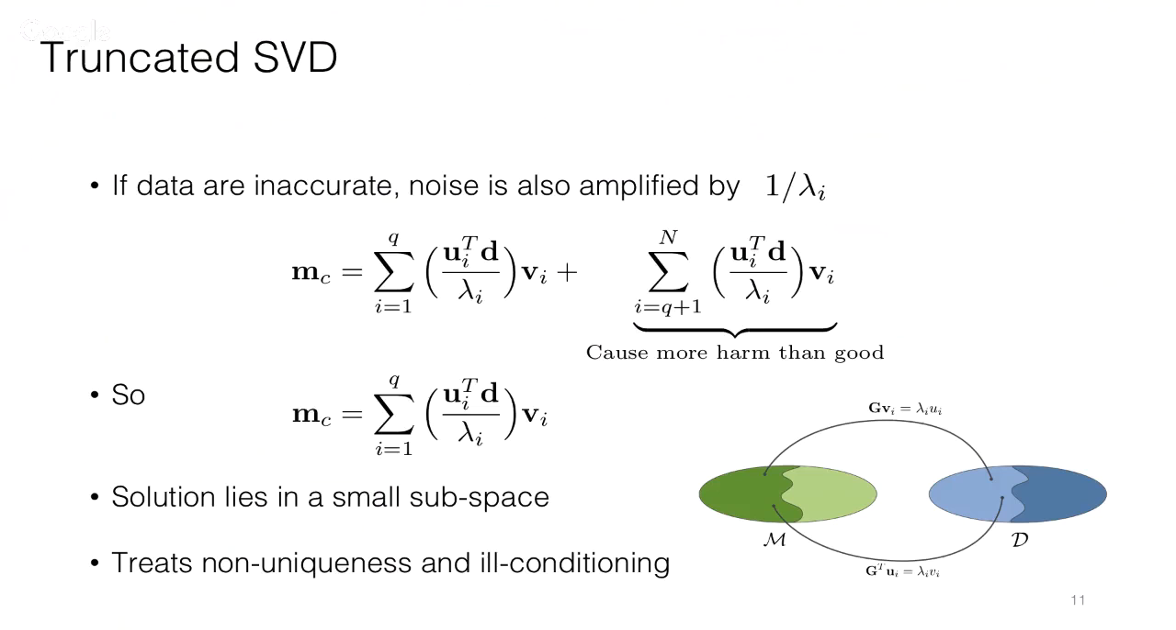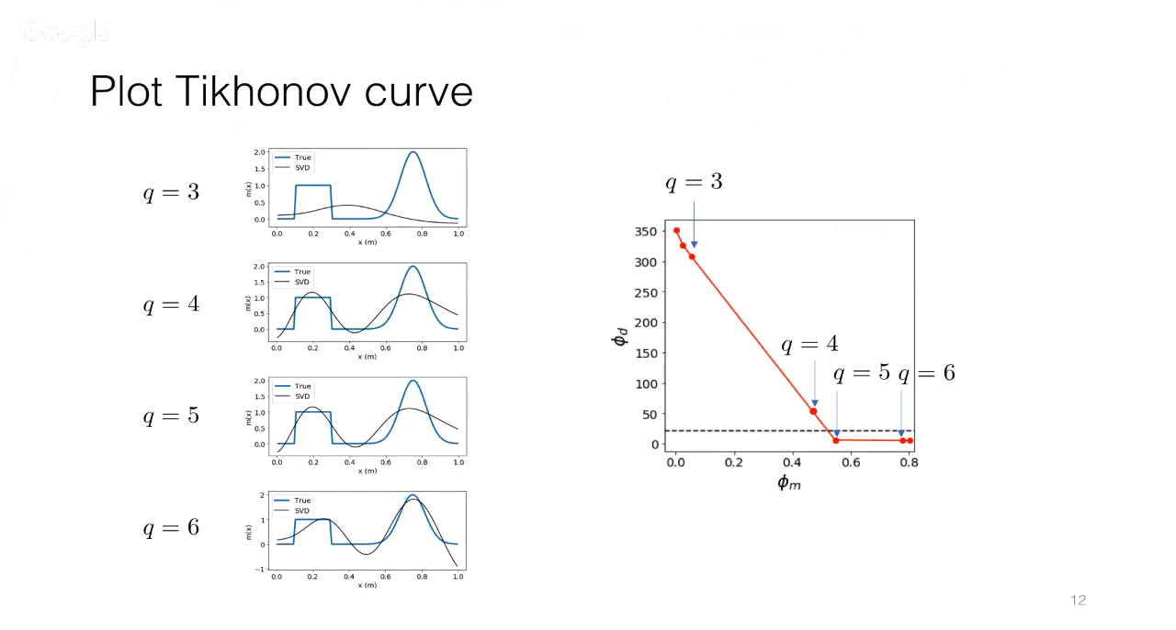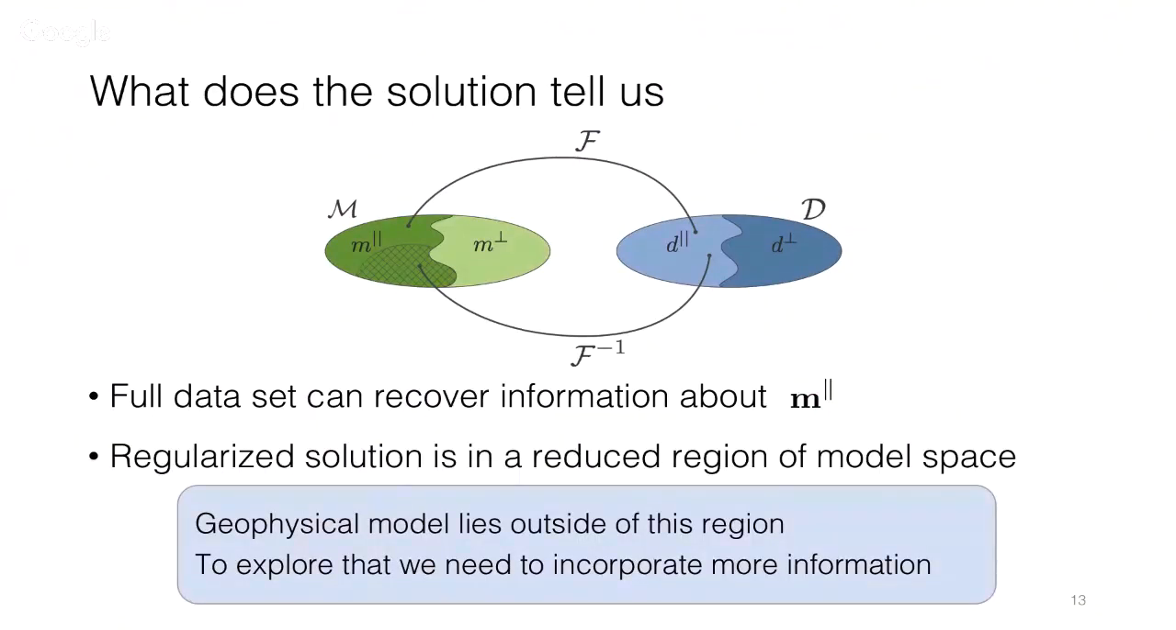And actually by truncating like this, it's the same as treating both the nucleus and the conditioning in one go. And then we show that as you truncate, you're sliding down that Tikhonov curve. By the time you get to 5 or 6 vectors, you've squeezed about as much as you can out of those data. So what that solution tells us is that the full data set can tell us something about all of the space, but really only a portion of even that space is useful for us.